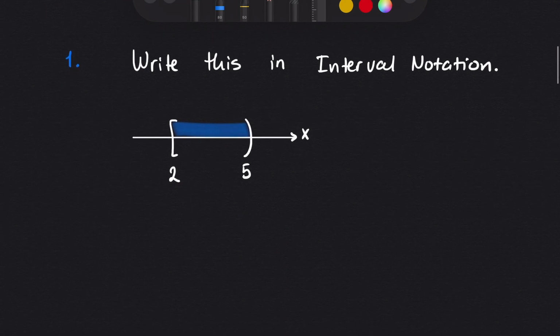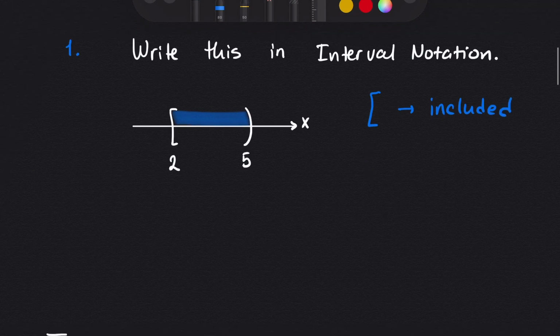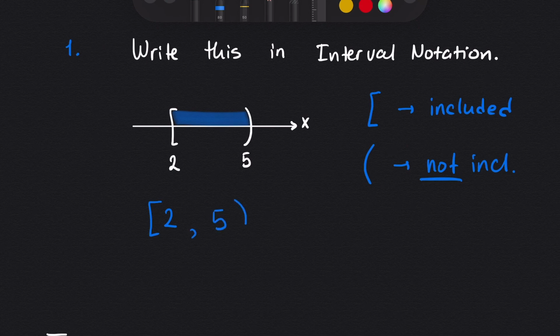Example number 1. Write this in interval notation. When we have a bracket, it means included. It means it's equal to that value. And when we have parentheses, it means not included. Not included means not equal to that value on the number line. So we have 2 included and 5 not included. And that's our answer.